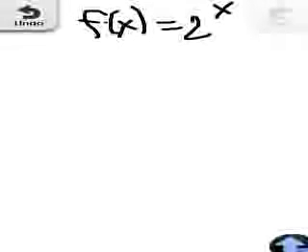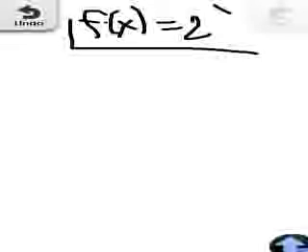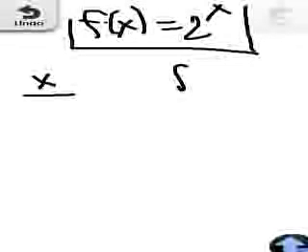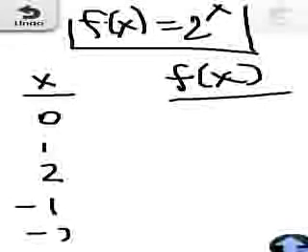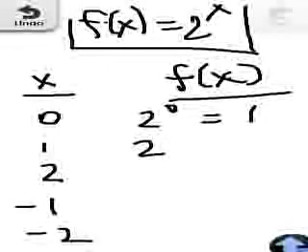Alright, let's make a table so we can start graphing the 2 to the x function. So let's make a table of values for x and f of x. Remember, f of x is y, the output. And usually we'll pick 0, 1, 2, and then maybe some negatives, -1 and -2. So the output, 2 to the 0 power is 1. 2 to the 1 power is 2.